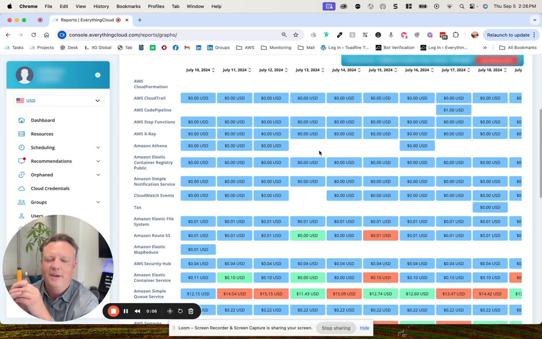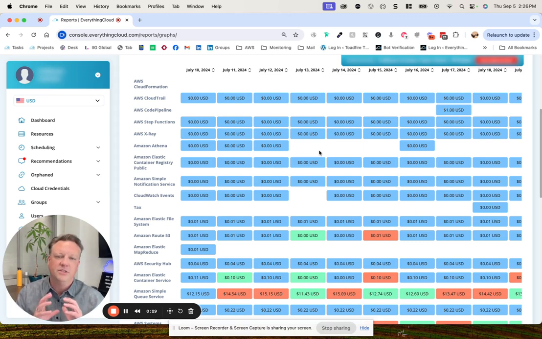Today we're going to be talking about reporting in the Everything Cloud platform. Reporting is super important, and I think our reporting makes us a bit unique because a lot of our competition will report on what they can manage. But what we're reporting on is every single thing in your environment. That's every single product and service, and showing you any anomalies that we find.